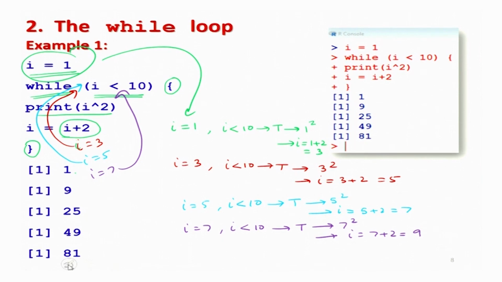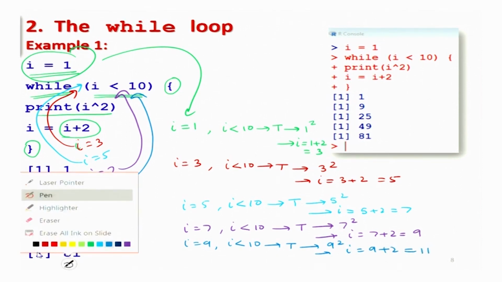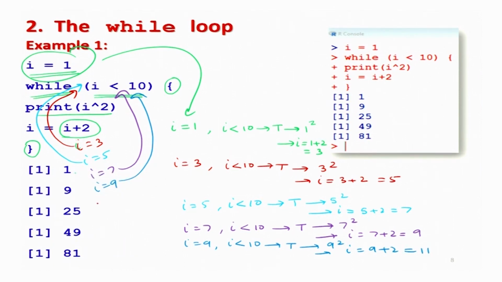And now after this, I equal to 9 is considered and it is transported back to the while condition. So, I equal to 9 is there and it checks whether I is smaller than 10, the answer comes out to be true, and then 9 square is printed and then I is replaced by 9 plus 2 equal to 11. Now, you have to be watchful about what happens. Now, I here is 11.